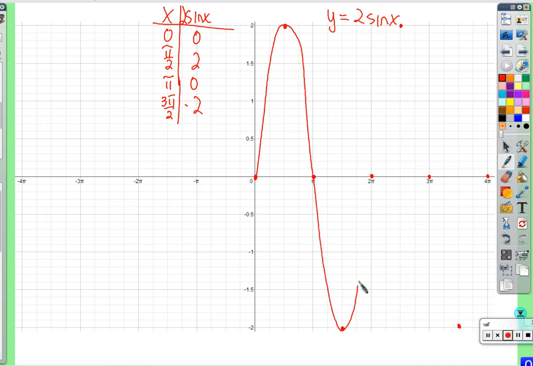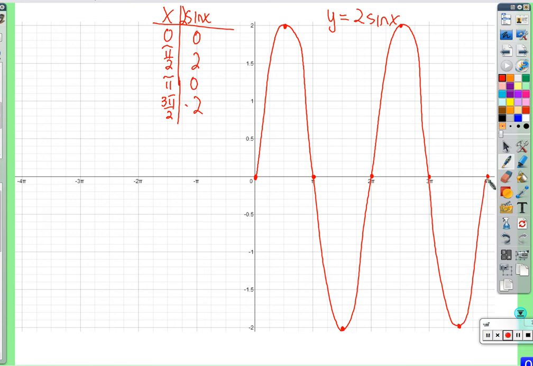So what have we changed? The amplitude. What is the amplitude? 2. Instead of? 1. Wow, you guys are good today. Amplitude of 2 instead of an amplitude of 1.